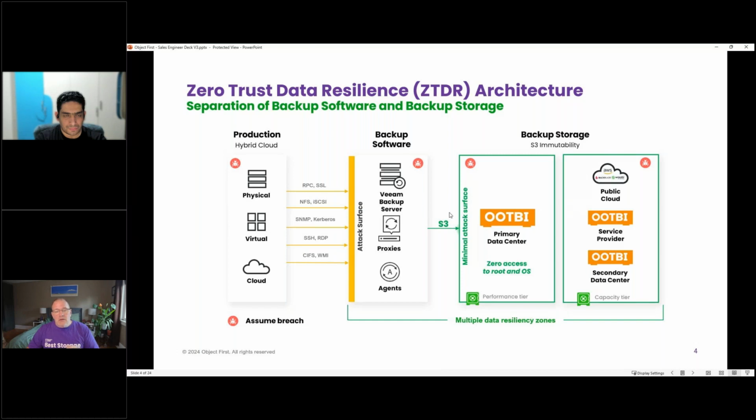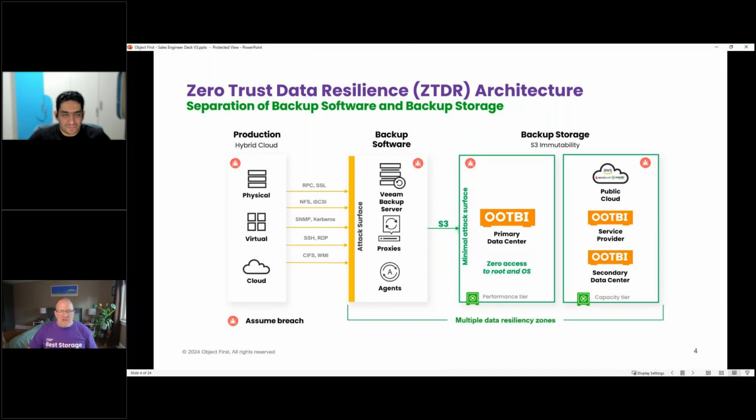And then in our case, it goes into OOTBI, okay? OOTBI, by the way, stands for out of the box immutability. People are asking, what is OOTBI? So that's the name for that. But what you see here is the attack surface on the backup software layer is quite large. All these protocols that are being let in are potential attack surfaces.